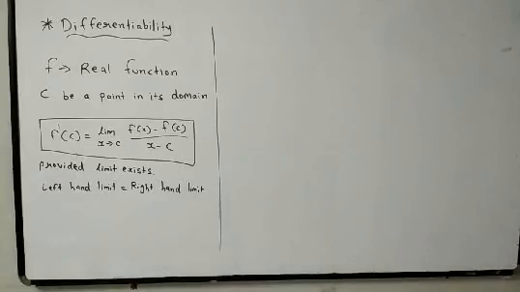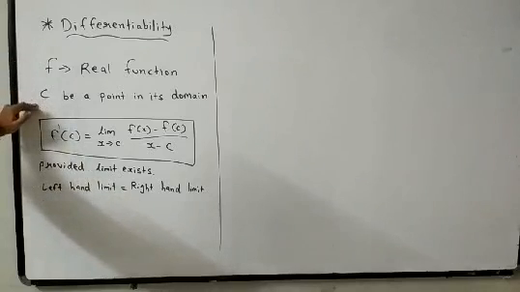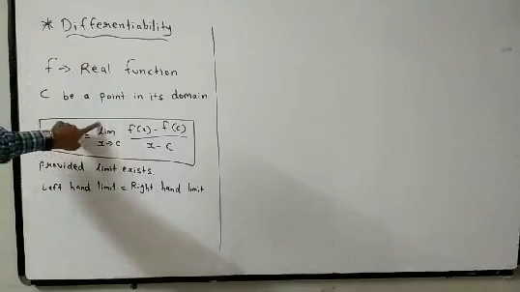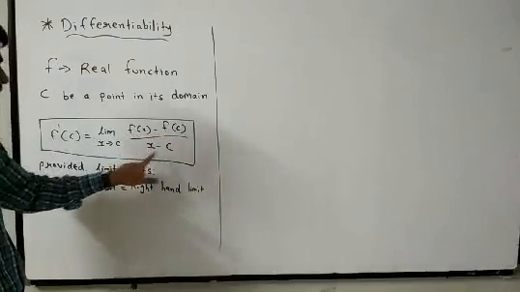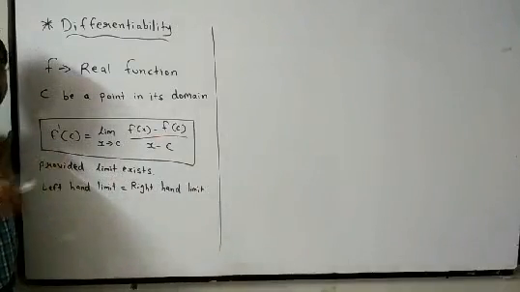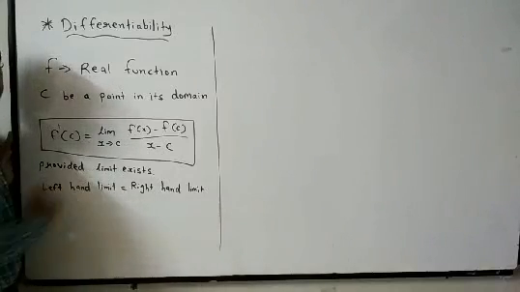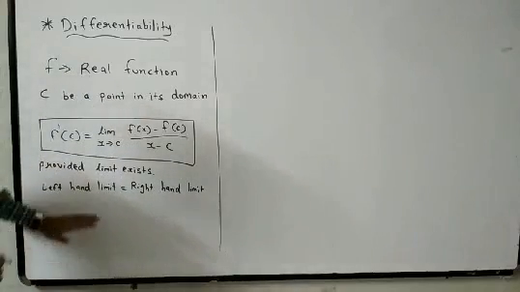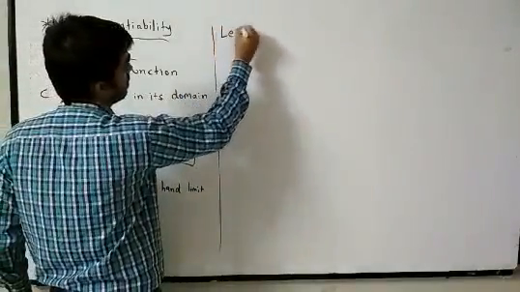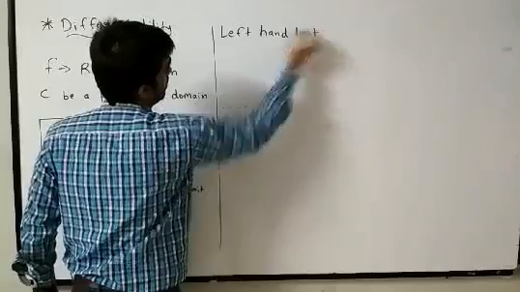So right now what we have completed is that f is a real function, then c is a point in its domain, then f dash of c, which is nothing but its differentiation, is equal to limit x tends to c f of x minus f of c upon x minus c. But provided that the limit must exist. When the limit exists, we have studied that left hand limit is equal to right hand limit. Now let us check, see, left hand limit and right hand limit. So left hand limit.